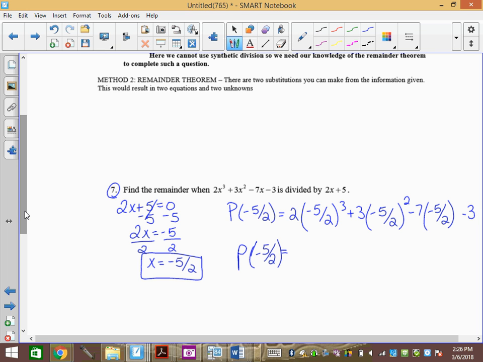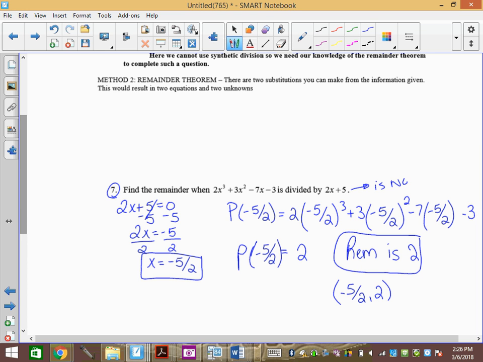When you plug it in, you get 2. So this is a coordinate, negative 5 halves and 2. I know my remainder, if they ask me, when I factor that, is 2. I know then that this is not a factor because my remainder needs to be 0. And is my remainder 0? No. It's 2. So it's also not an x-intercept. It's a coordinate, negative 5 halves and 2, or negative 2.5 and 2. Okay?